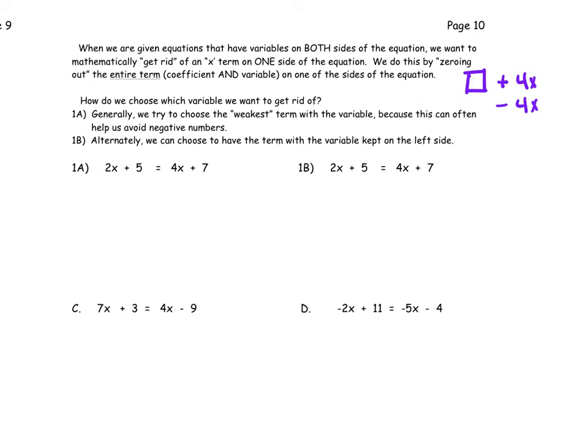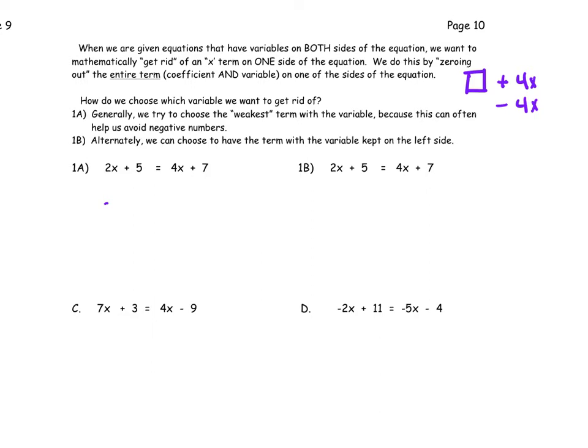Because we're working with equations that have terms with variables on both sides, how do we choose which term with the variable we want to get rid of? Well, generally, we try to choose the weakest term with the variable because this can often help us avoid a negative. By weakest, we're looking for the term that has the least value. That often will leave us with a positive coefficient, and that sometimes saves us from those tricky little signs.